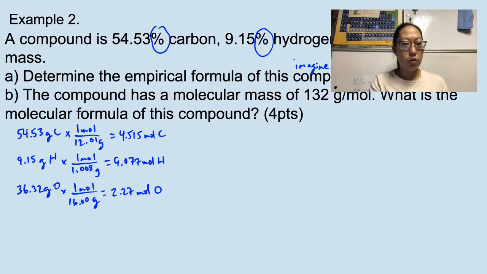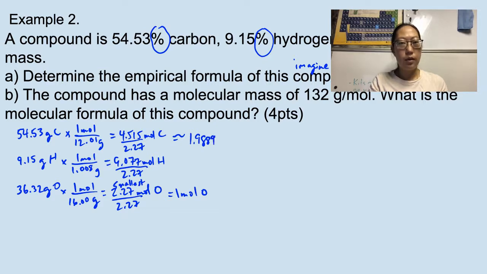Which of these is the smallest? Well, it's the oxygen moles, right? This is the smallest. So I want to get my whole number ratios by dividing by the smallest number of moles, which is 2.27. I'm going to put in some actual numbers here. This one, of course, is 1 mole of oxygen. This 4.515 divided by 2.27 is coming out to about 1.9889. So this is 2 moles of carbon.